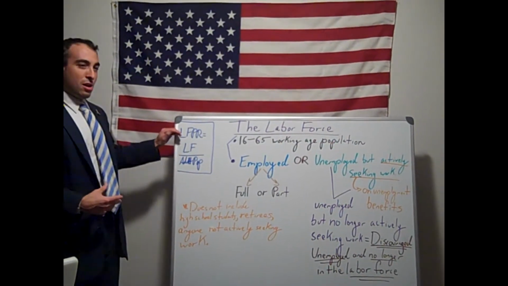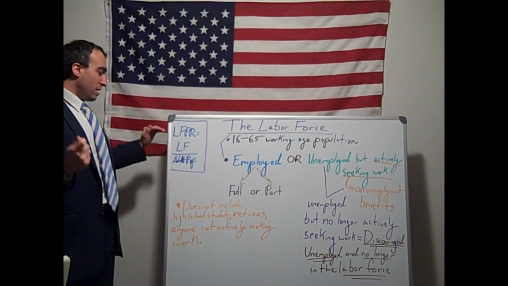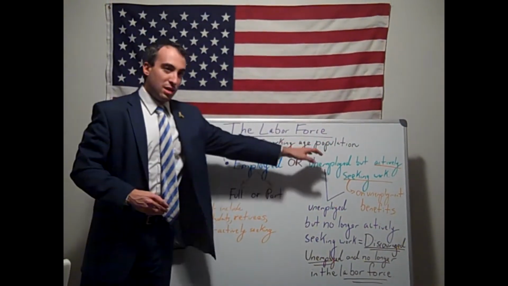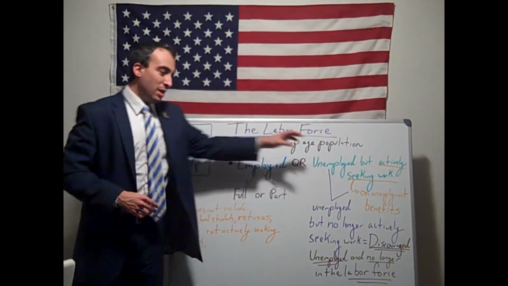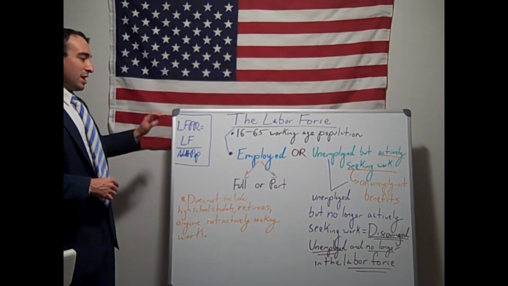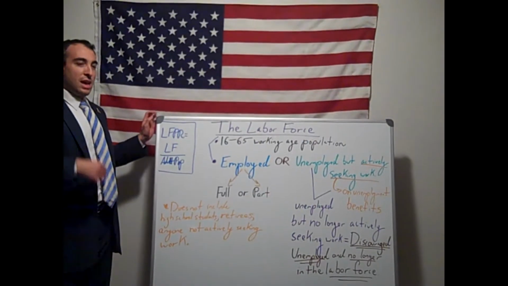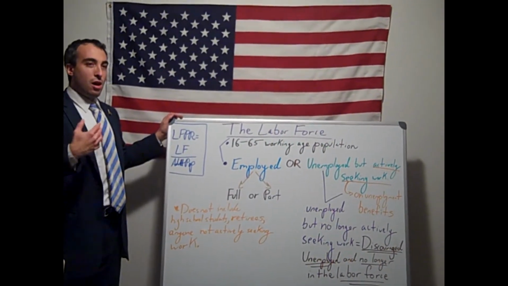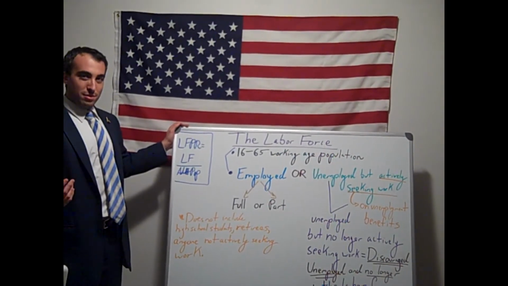And the LFPR, the labor force participation rate, is our labor force, so the employed plus unemployed actively seeking work, divided by that adult population. So the labor force participation rate measures out of the adult population how many people are actively seeking work.